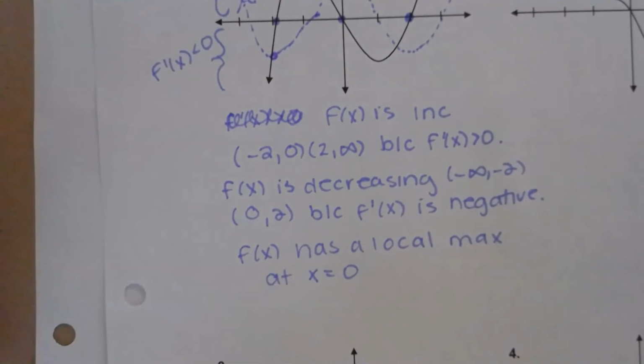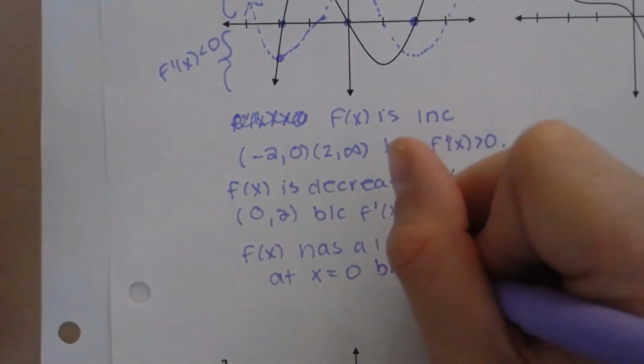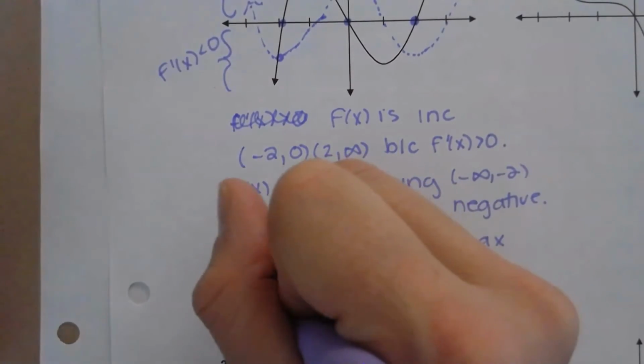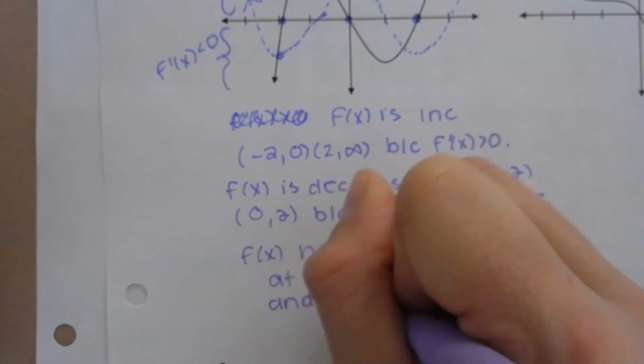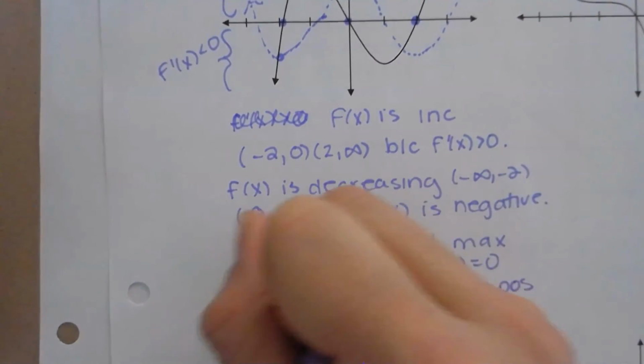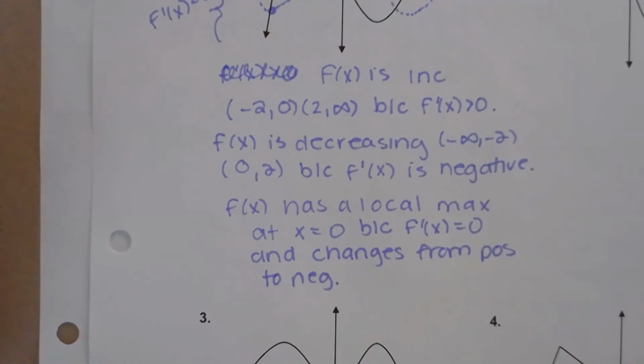We have to justify that last line. Yes. f of x has a max at x equals 0 because f prime of x equals 0 and changes from positive to negative. Not only does it change signs, you have to tell me what signs. I can just say it goes from positive to negative. Correct.